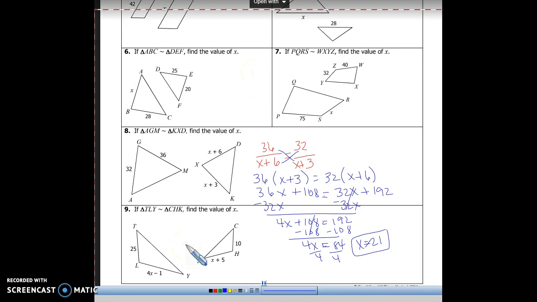I've done one of each just like it. So you do 5, 7, and 9, and we will look at these tomorrow.